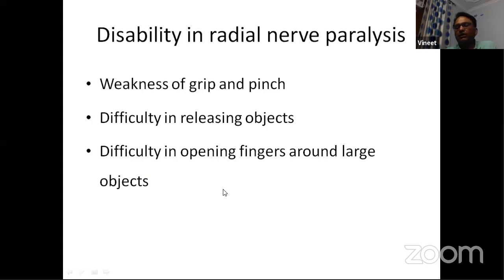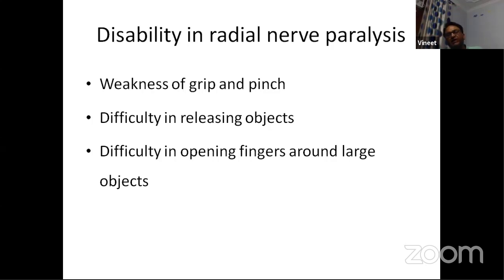Like Dr. Jindal was explaining, we need to know what is the weakness or the disability in radial nerve paralysis. The most common complaint that the patient comes to us with, obviously deformity, but also weakness in grip and pinch. How that happens is because the wrist inflection gives slack to the flexor tendons of the fingers. And unless we stabilize the wrist in 15 to 20 degrees extension, the full grip power cannot be achieved. Similarly, in the pinch, the thumb needs to be stabilized. And if it is not stabilized well, the pinch will be weak.